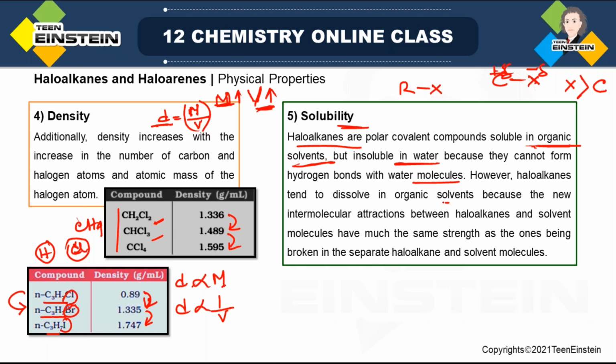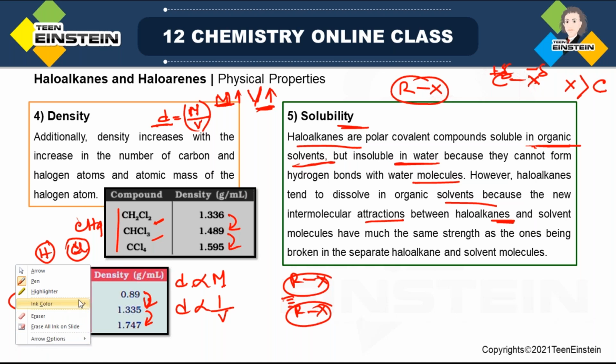Haloalkanes tend to dissolve in organic solvent because the new intermolecular attraction between haloalkanes and solvent molecules has much the same strength as the one being broken in separate haloalkane and solvent molecules. So what is the meaning of this? Suppose before dissolving RX in the solvent, you have individual RX molecules and there is some interaction present.